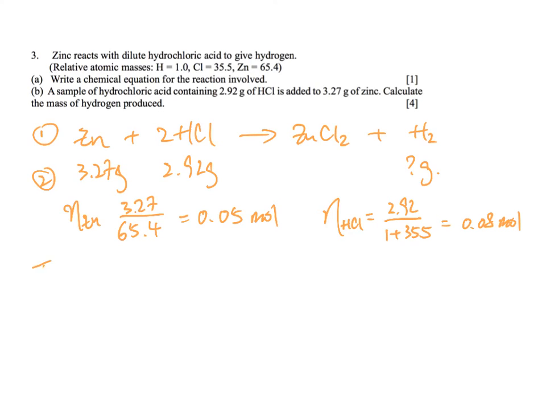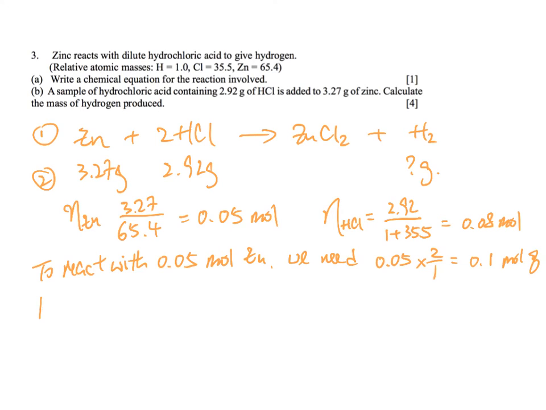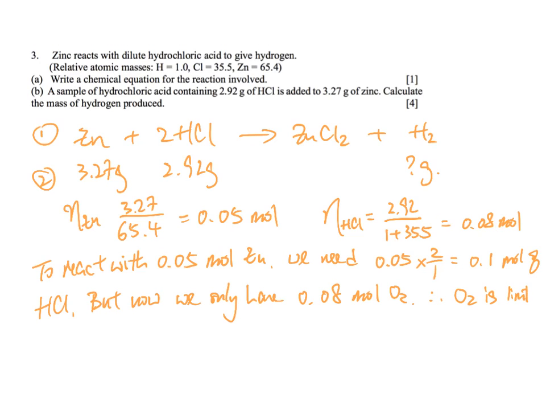So for the statement, to react with 0.05 mole zinc, we need 0.05 divided by 1 times 2, and we have 0.1 mole of HCl. But now we only have 0.08 mole. This is less than expected, so therefore this one is limiting. Sorry, not O2, I'm getting crazy. This was HCl, so HCl will be limiting.